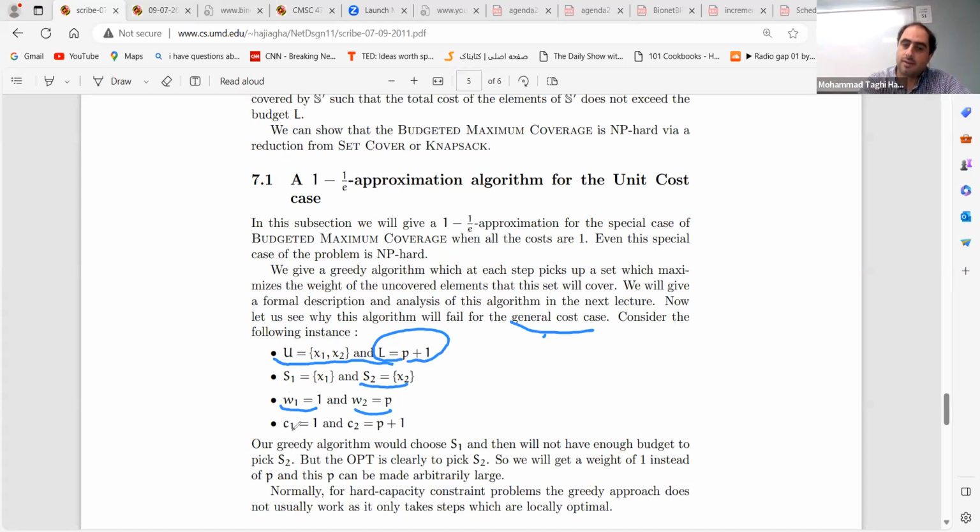Now, what about the costs? Sorry, just one thing. Actually it should be here. So the weight of this guy is 1, and the weight of this guy is P. So that is the weight. Maybe forget about weights here, I have already put the weights here. That's better. And then what about the cost? So the cost of S1 is equal to 1, and the cost of S2 is equal to P plus 1.